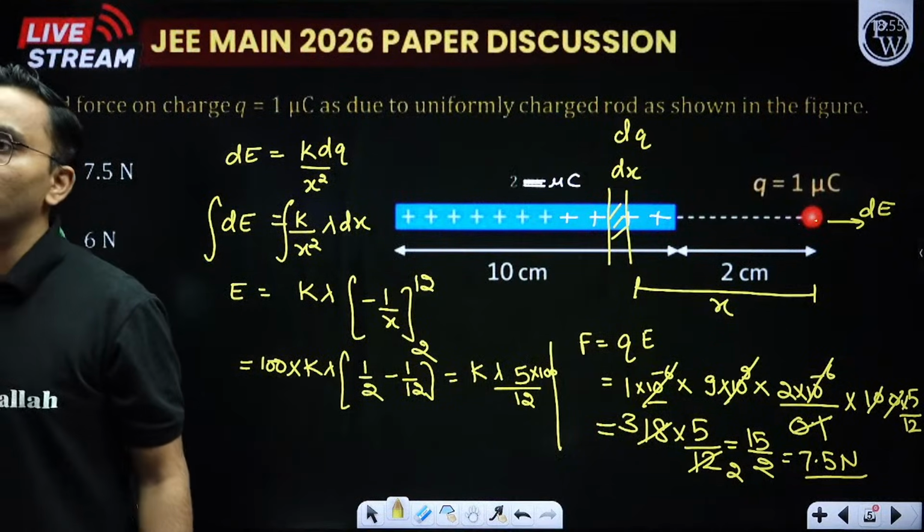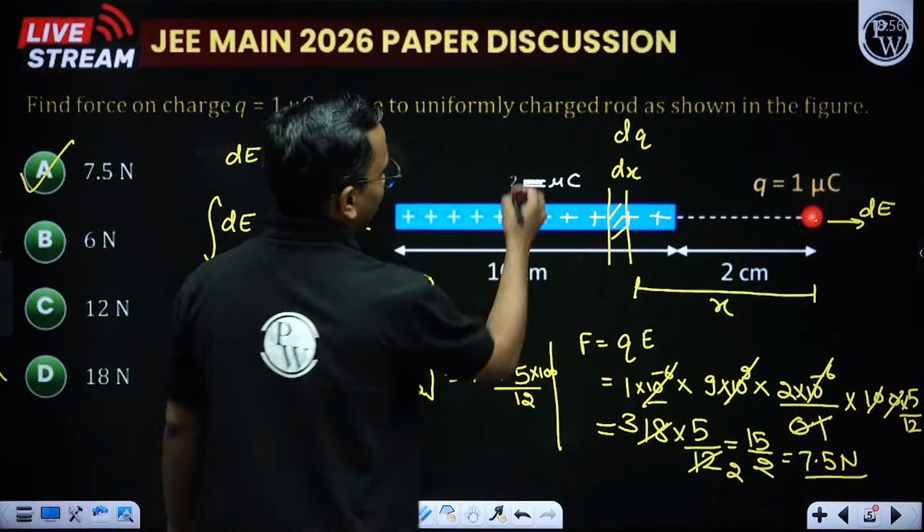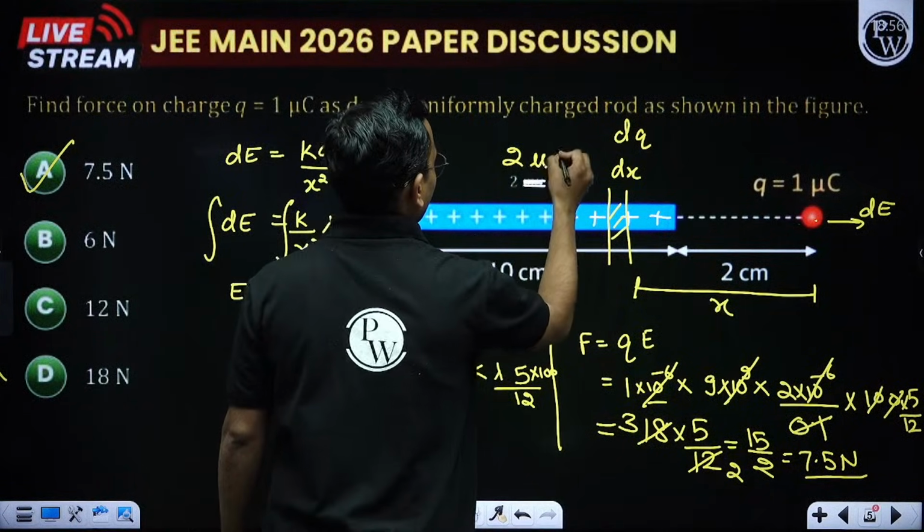Rod is 24 microcoulomb. Here it is, rod is 2 microcoulomb actually. This is 2 microcoulomb.